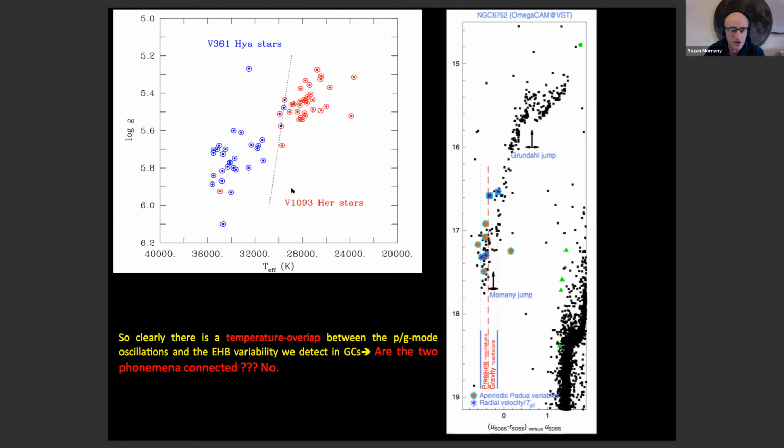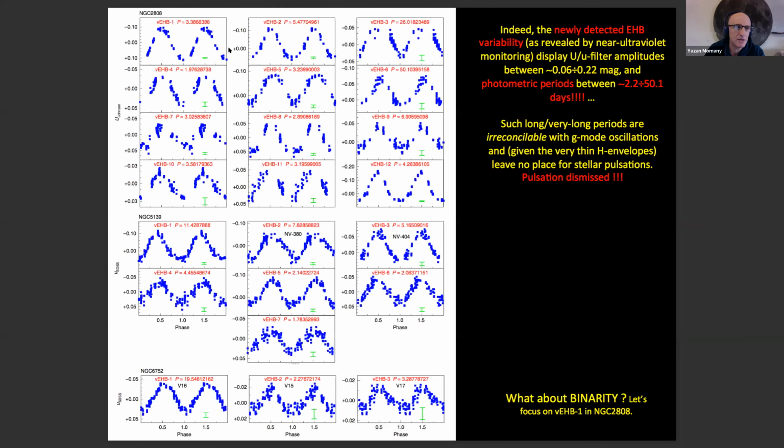But we tend to dismiss this very quickly and very easily by looking at the folded light curves of our ultraviolet filters. And as you can see, the periods of all our sinusoidal single wave variables are basically on the order of days: 3 days, 5 days, 26, 50. Then you go to the other cluster, 11, 5, and the other cluster, 19 days, and so on. So pulsation is dismissed quickly based on the photometric periods.